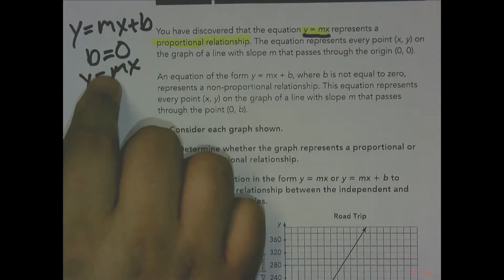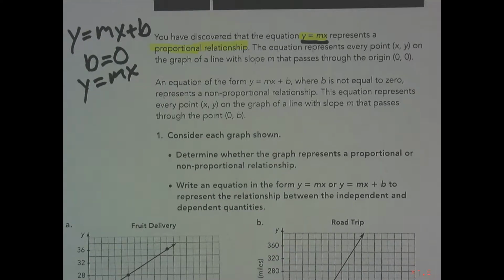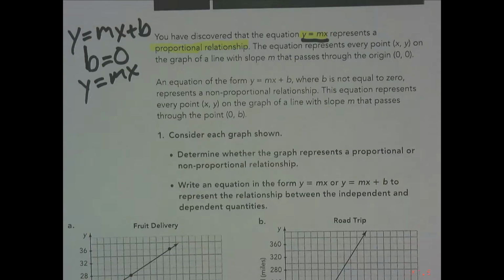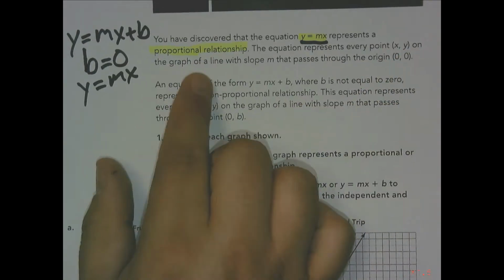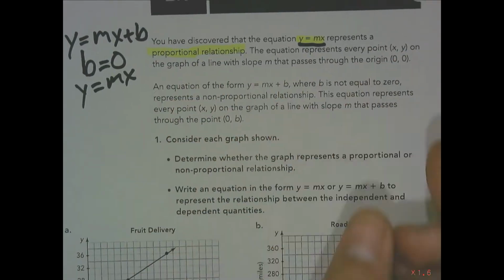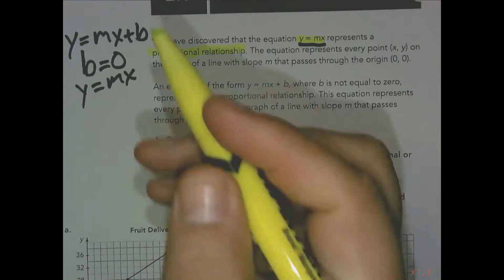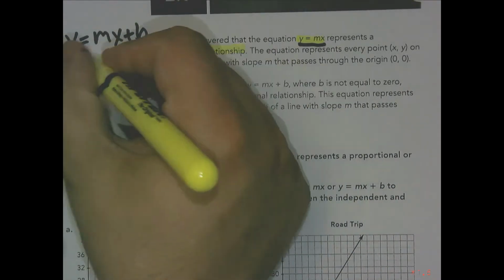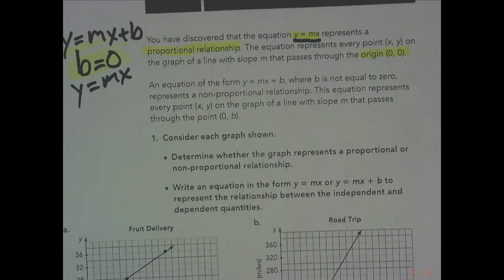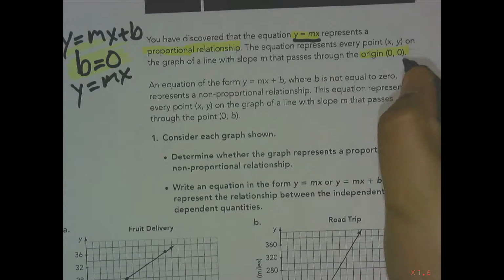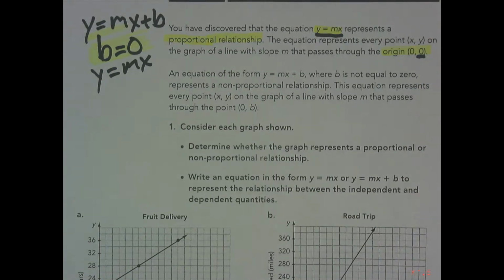Now that's important because we're going to talk about going through the origin. So the initial value, the initial y value is 0. Wait, what is that? Is that 0 equals 0? No, that's a b. I'm sorry. This is a b. Okay. And then the equation represents every point x comma y on the graph of a line with the slope m that passes through the origin. So what I wrote here, b equals 0, is really the y-intercept, and the y-intercept is 0. So what that means is when x equals 0, my y equals 0.